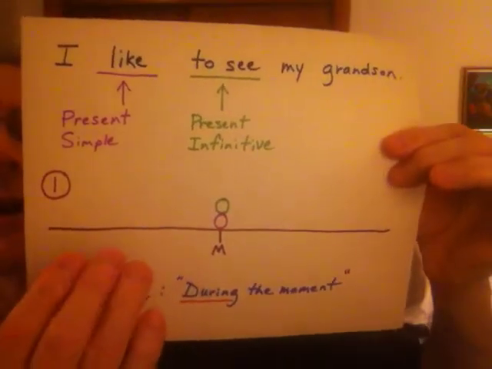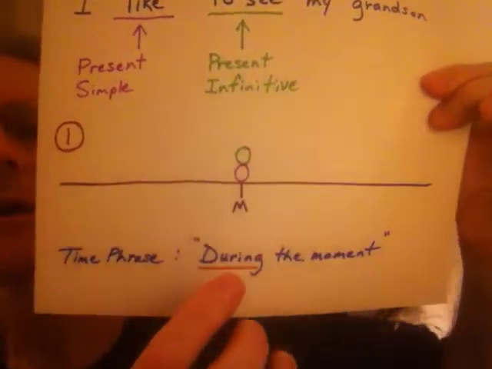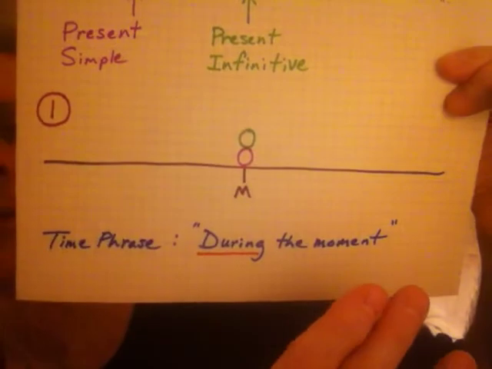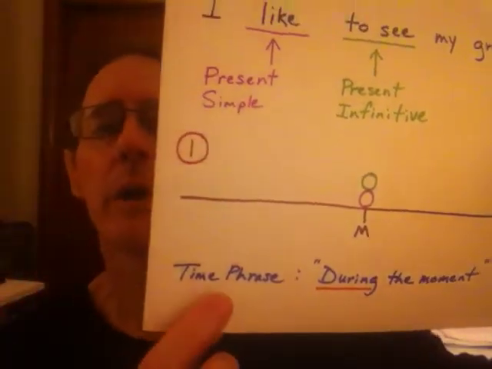You see what's happening here? It is happening during the moment. Okay? That's what I call a time phrase, a little helpful hint. I have all these grammar ideas, and I never bothered making a book because I guess I got lazy.